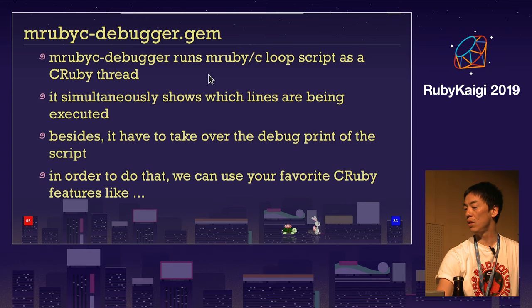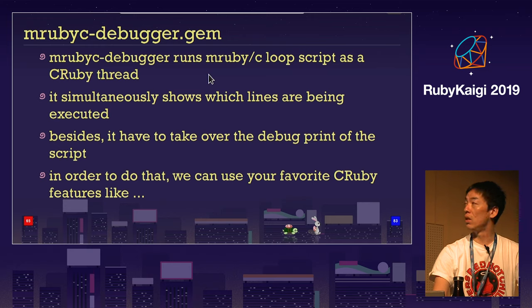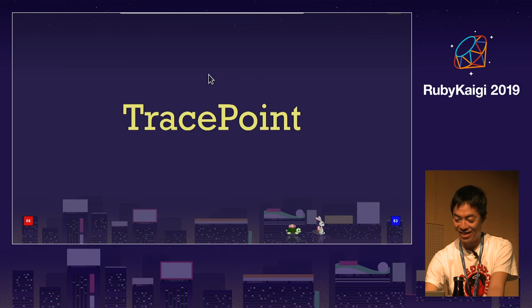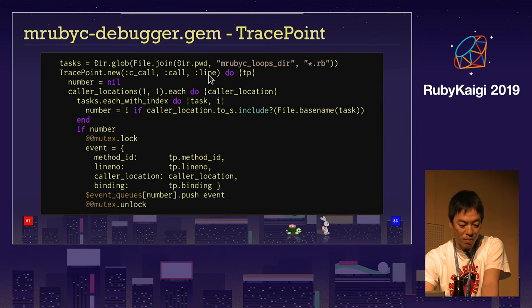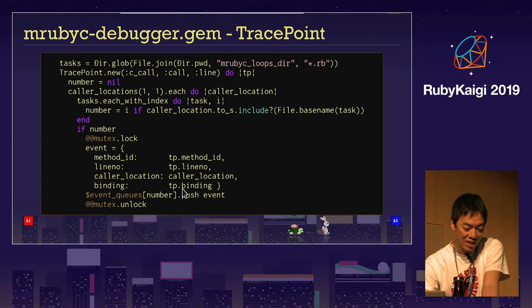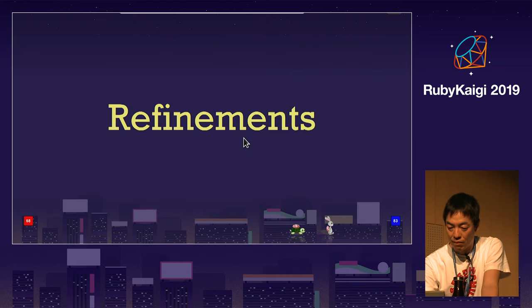mrubyc-debugger runs the mrubyc loop script as a CRuby thread. It simultaneously shows which lines are being executed. Besides, it has to take over the debug print of the script, as you see. In order to do that, we can use your favorite CRuby features like TracePoint. TracePoint will inform us that the method was called at the time with information like method name and line number. And in addition, it gives us a binding object. We can get the context of the loop, and the refinements.